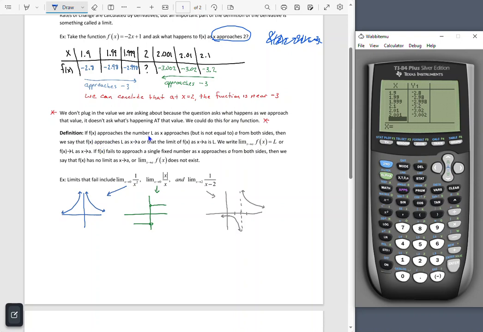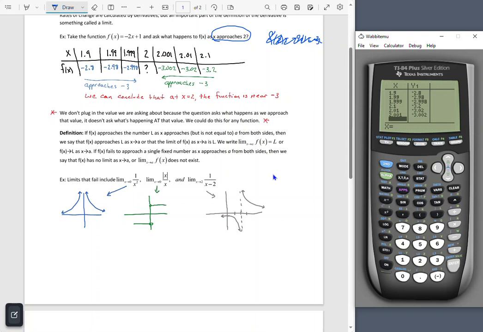If f of x approaches the number L as x approaches, okay, so in this case, L would have been the negative 3. Our y values approached the number -3. As x approaches, but is not equal to a from both sides, in our example, our a value was 2, then we say that f of x approaches L as x approaches a, or that the limit of f of x as x approaches a is L.